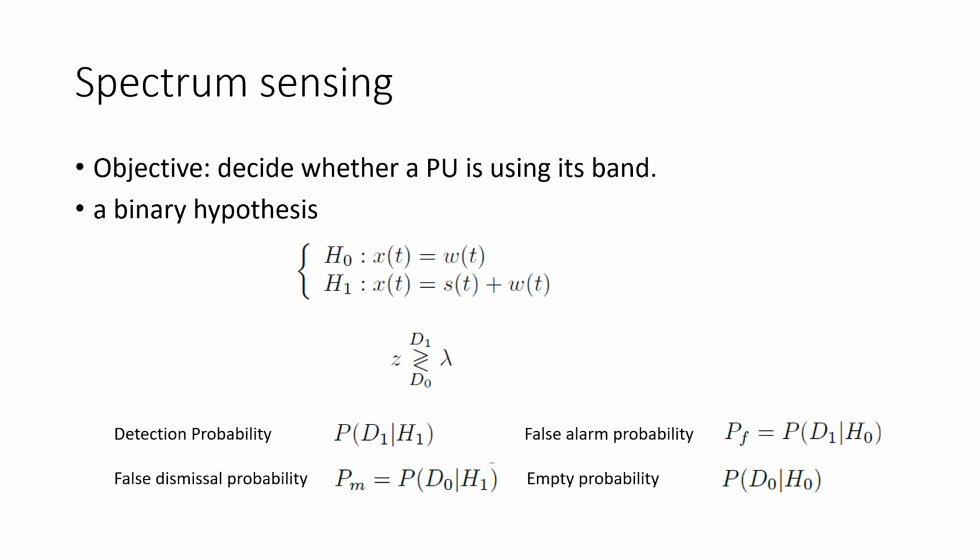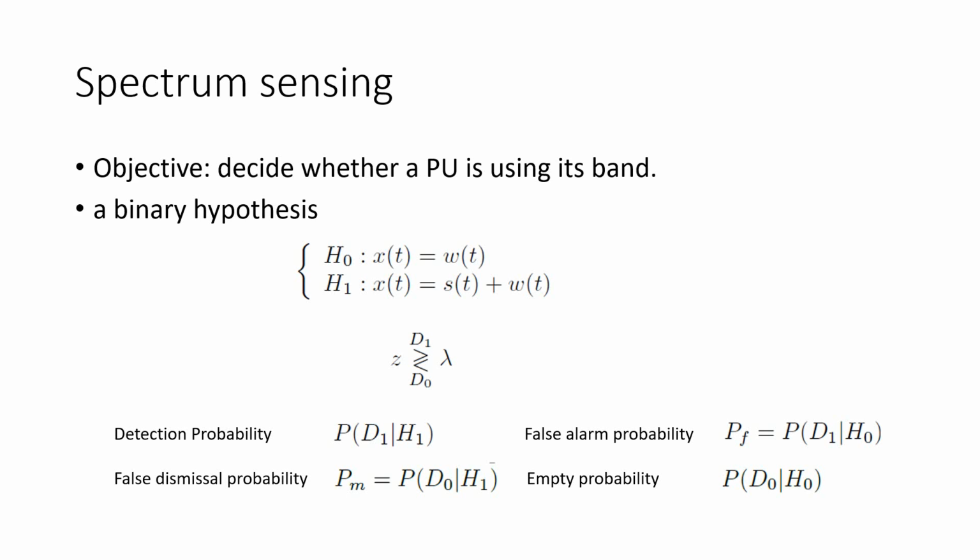Here we will introduce several parameters to evaluate the performance of a sensing algorithm. The first one is the detection probability. It means the secondary user decided the primary user is using the band while the primary user is using the band. And false alarm probability: the secondary user decided the primary user is using the band while the primary user is not.